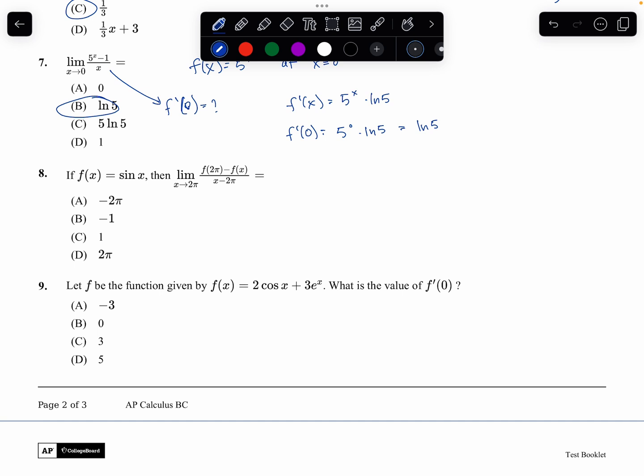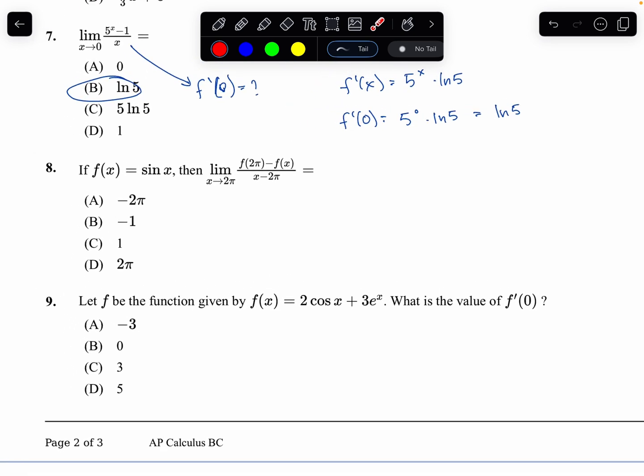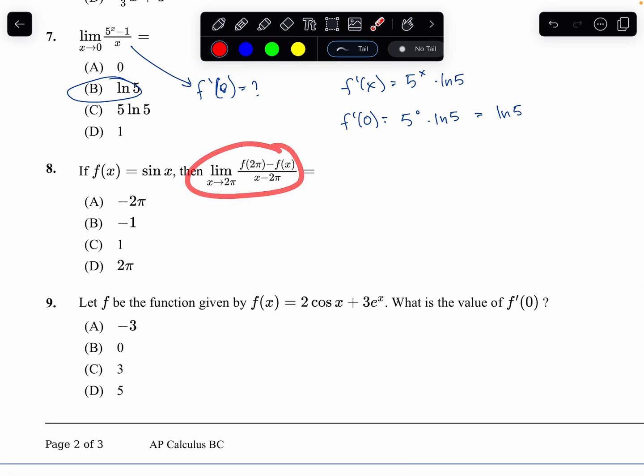8. If f of x equals sine of x, then we're trying to figure out what this is right here. Now the tricky part about this one is, yes, we're using the definition of a derivative, of course, but notice here that we're not lined up. This should be first, and this should be last. Sounds like a scripture verse or something like that.